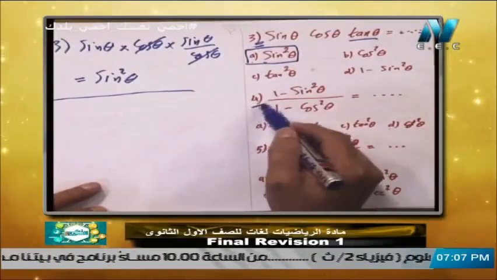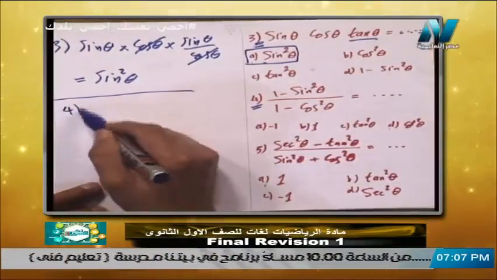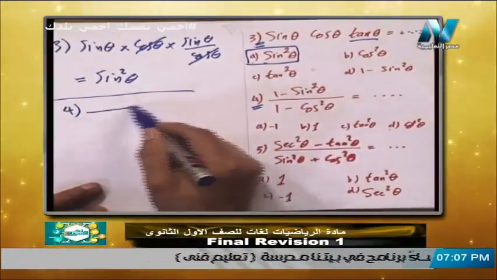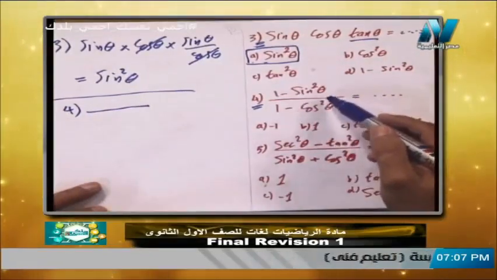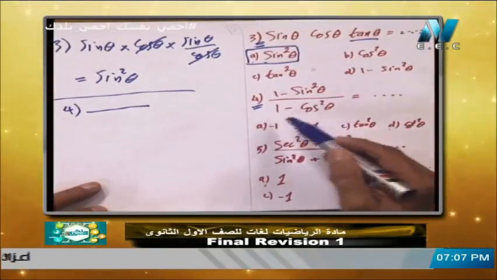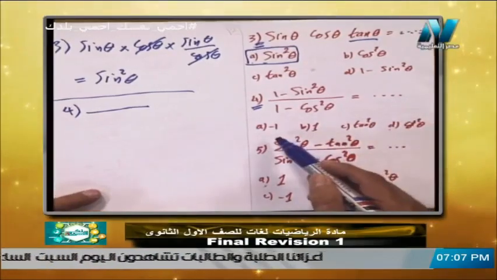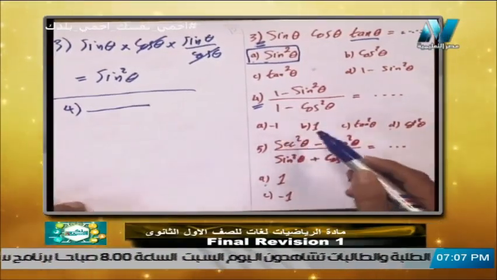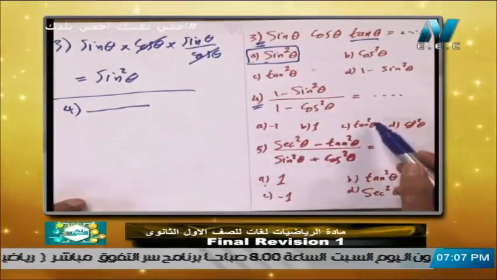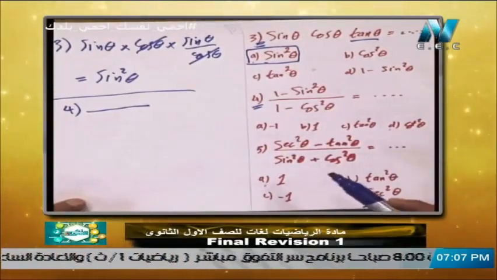Let's move directly to the next question. We have here 1 minus sine power 2 theta over 1 minus cosine power 2 theta equals what in simplest form? Is it negative 1, 1, tan power 2 theta, or cotan power 2 theta?